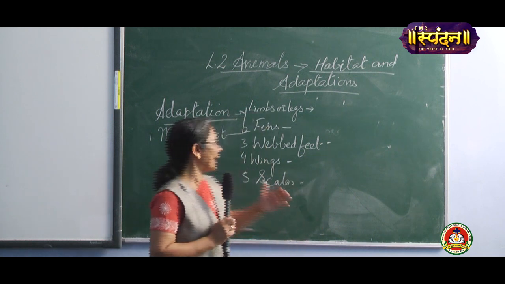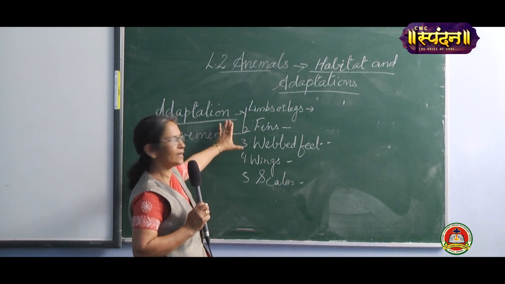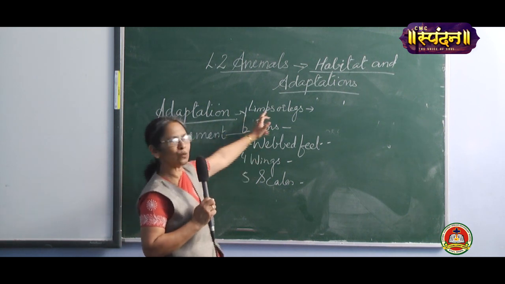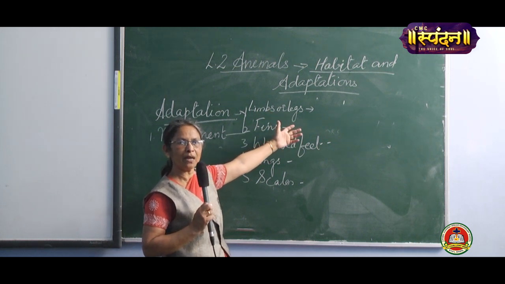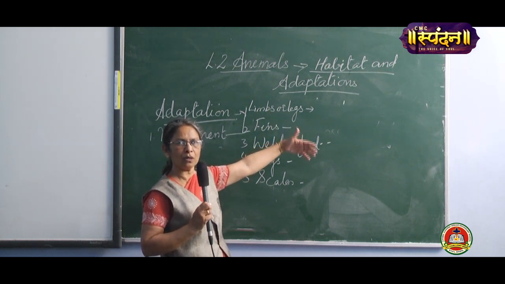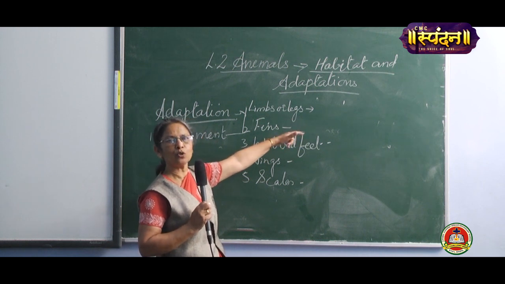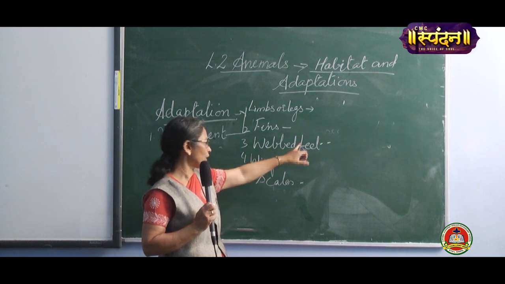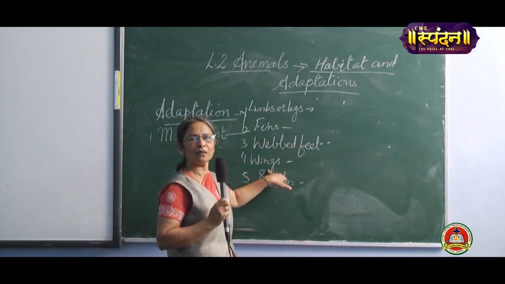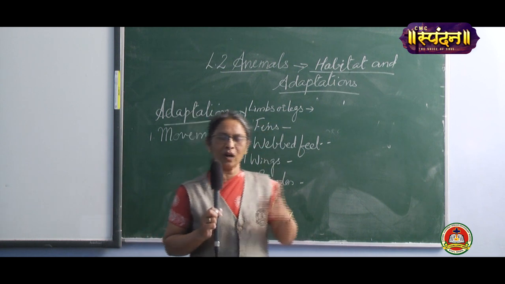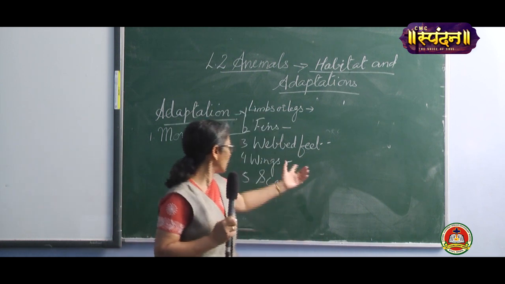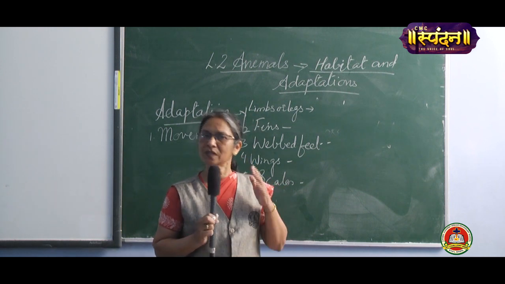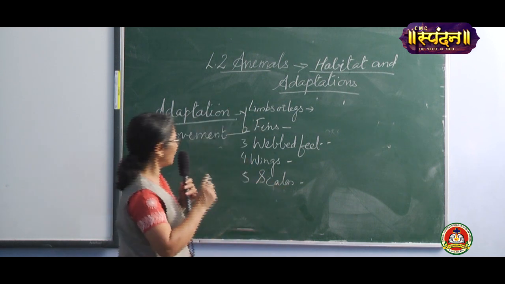I repeat again, adaptation for movement. Under this we have 5 movement organs or locomotion. The first one is limbs or legs, which are used by horses, cows and tigers. Fins are used by fish. Frogs use webbed feet to swim in water. Then wings, birds have wings. The forelimbs are modified into wings, children. And scales, snakes do not have legs, so they move with the help of scales. I hope it's clear. So that was the first category, children.